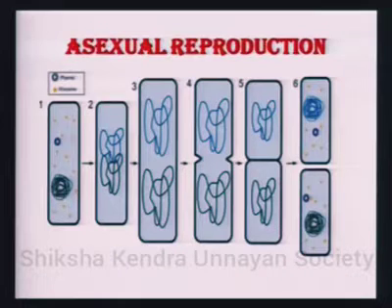Now, in this, you can see here that in the first slide, the DNA is present as a hard compact structure in the nucleoid. Remember that the nucleus is absent in them. So it is present in the cytoplasm, and you can see the plasmid as well.